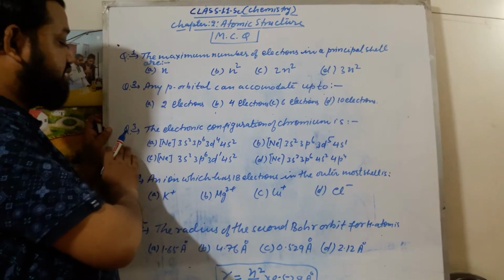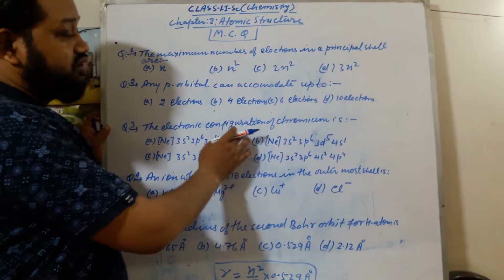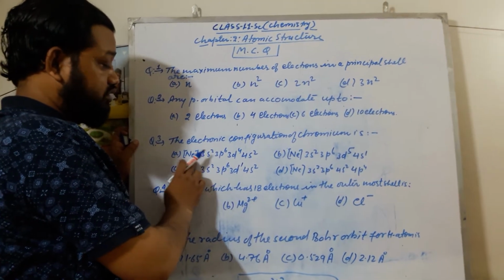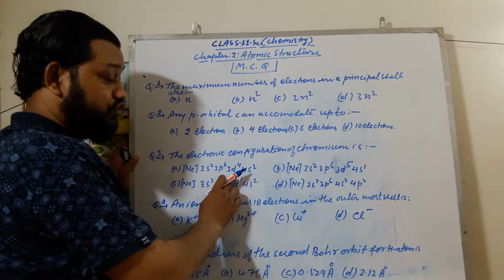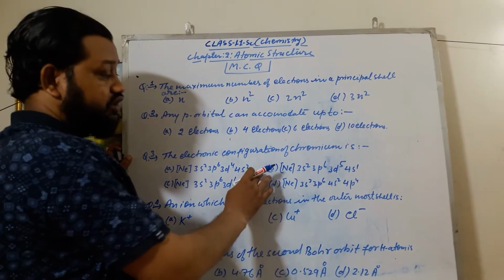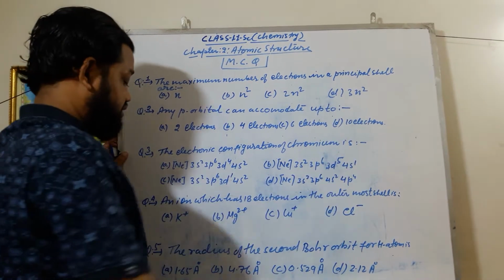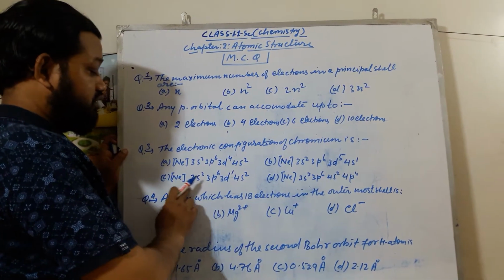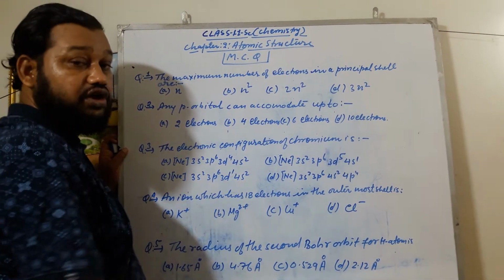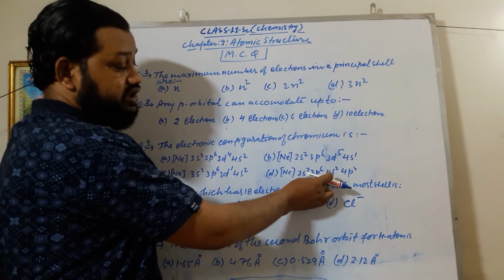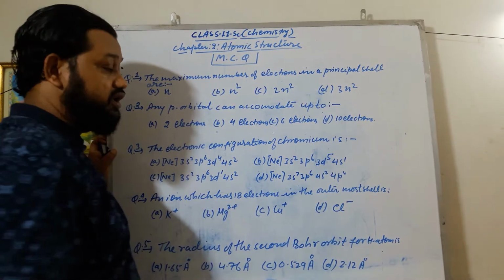Your third question: the electronic configuration of chromium is. Option A, neon, 3s2, 3p6, 3d4, 4s2. Option B, neon, 3s2, 3p6, 3d5, 4s1. Option C, neon, 3s2, 3p6, 3d1, 4s2. Option D, neon, 3s2, 3p6, 4s2, 4p4.